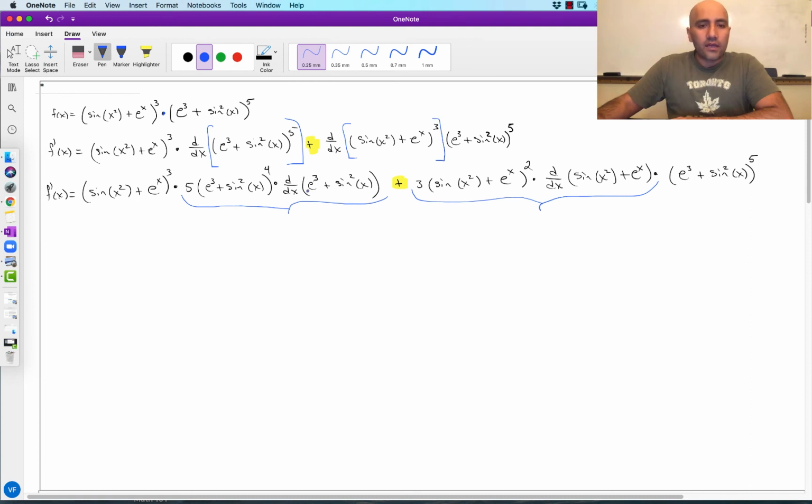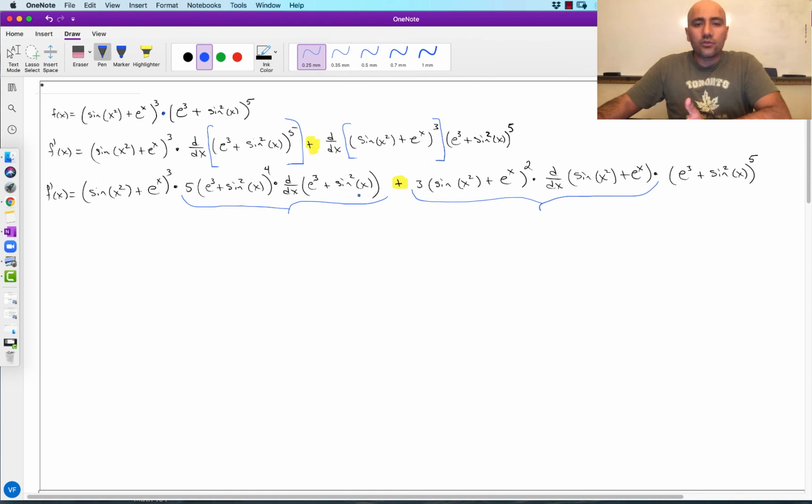Luckily, note that the derivative of e to the third power is just going to be 0. There's no variable there. That's just some number, just like the derivative of the number 5 is 0. The derivative of any constant is 0. So that's going to be easy. And now all I have to do is figure out the derivative of sine squared x. Over here, this derivative will also be easy. The derivative of e to the x is just e to the x. I just have to figure out the derivative of sine of x squared.